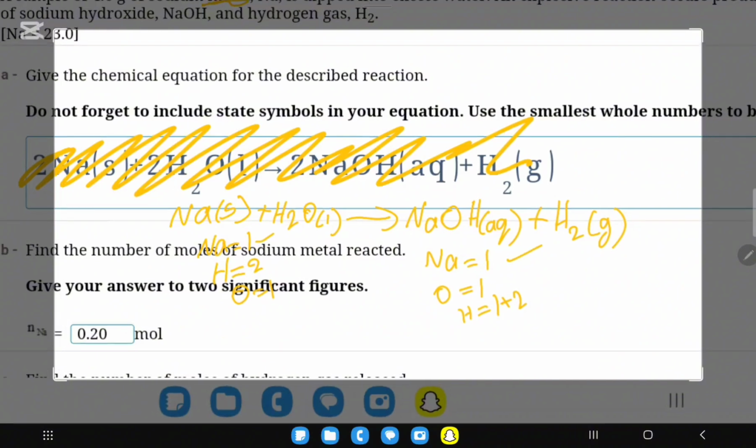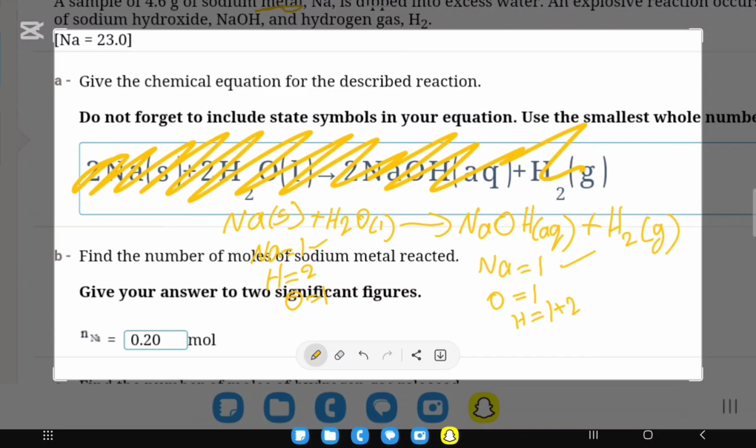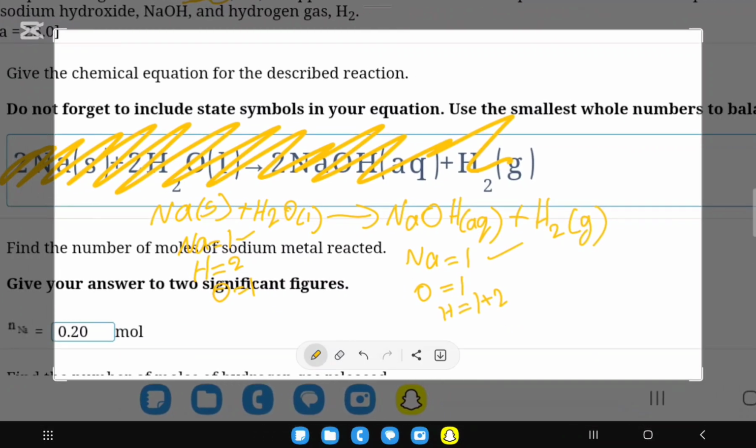H2, H is not balanced. We see how to balance that. If we put 2 here and 2 here, the H's become 4, and H becomes here 2 plus 2. So now H is balanced. We check for Na. Na here is 1, Na here is 2. It's not balanced. But to balance it, we add a 2 here. And now Na and H are balanced.